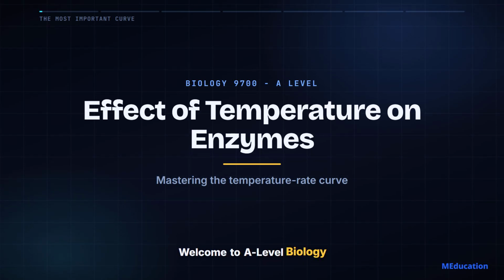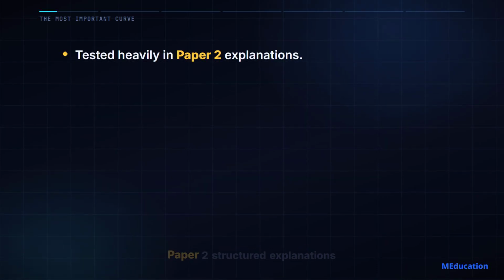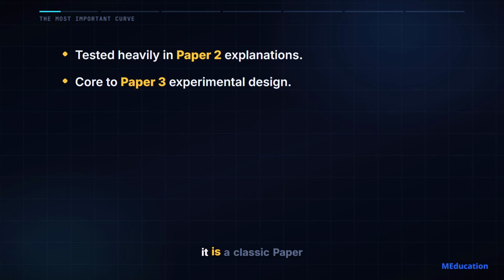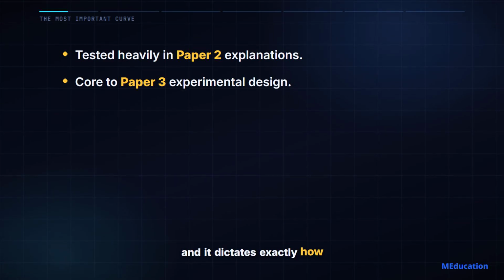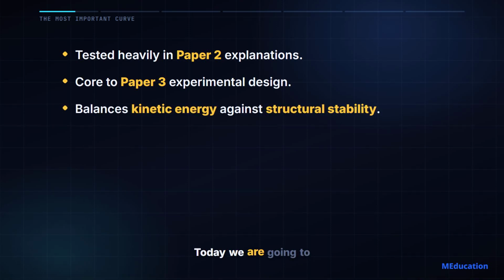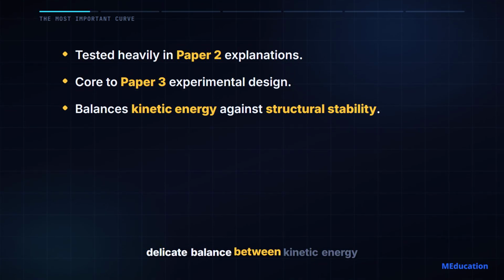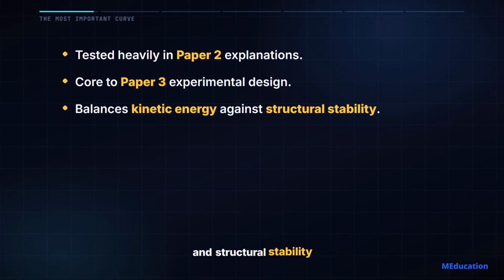Welcome to A-Level Biology. If you look at past papers for Cambridge 9700, you will see the temperature rate graph absolutely everywhere. It is the backbone of Paper 2 structured explanations. It is a classic Paper 1 multiple choice graph, and it dictates exactly how you design water bath experiments in Paper 3. Today, we are going to master exactly why this graph curves up gradually, peaks, and then drops off a cliff. It is all about a delicate balance between kinetic energy and structural stability.